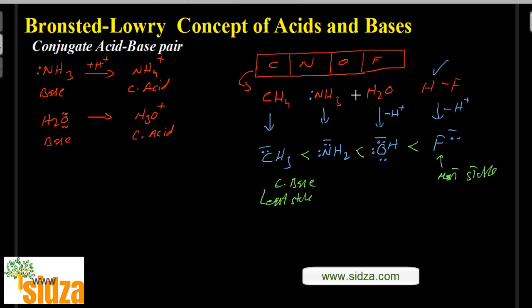Therefore the acidic order will be in the same manner, meaning HF will be more acidic than water, than ammonia, than CH4, because as I said, the strength of an acid or a base depends on the stability of its conjugate base. In this example, F negative is the most stable, then hydroxide, OH negative, then NH2 negative, then CH3 negative. That's why HF is the most acidic molecule among these compounds.